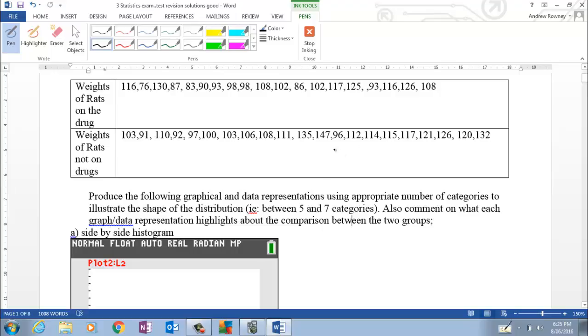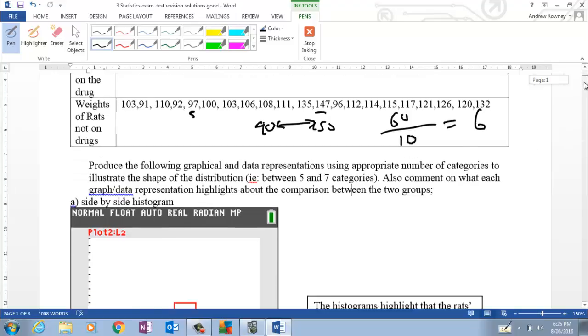So to work out what the class interval is, we just get our maximum. So let's take group 2 for example. The maximum value, we've got one there, so around about 150. The minimum value is around about, say, 90. So we're going from 90 up to 150, a span of 60. Now if we want to have about 6 categories, then the class intervals would be 10. So that's a nice even number to use, and that's what we'll be doing here.